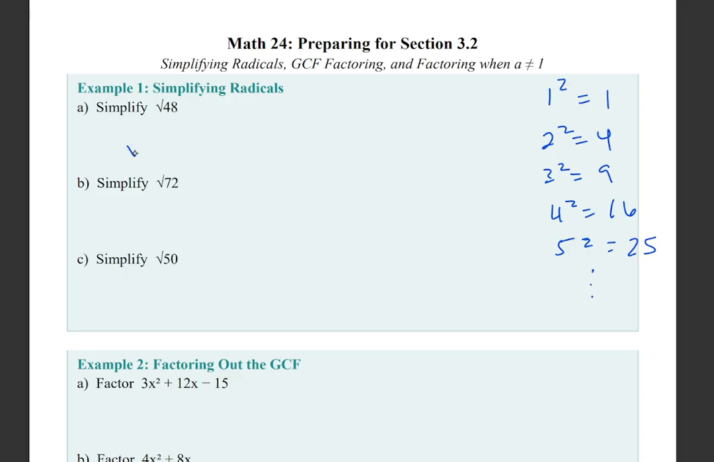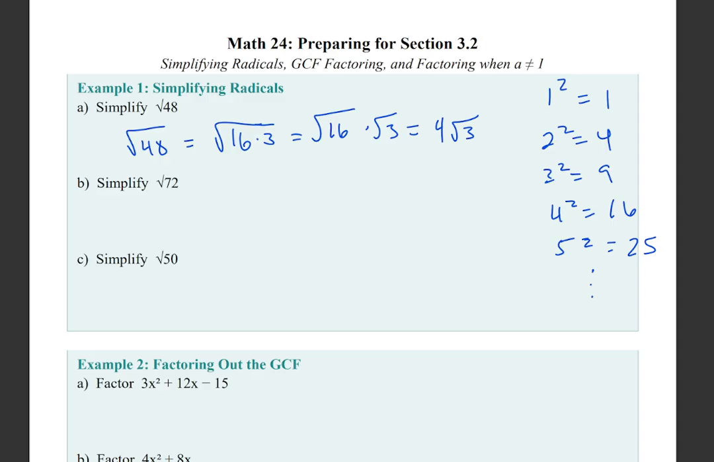So we can rewrite the square root of 48 as the square root of 16 times 3, which then we can break up the square root and do root 16 times root 3. And root 16, of course, is just 4. So we get 4 root 3. And that is how we simplify our squares.